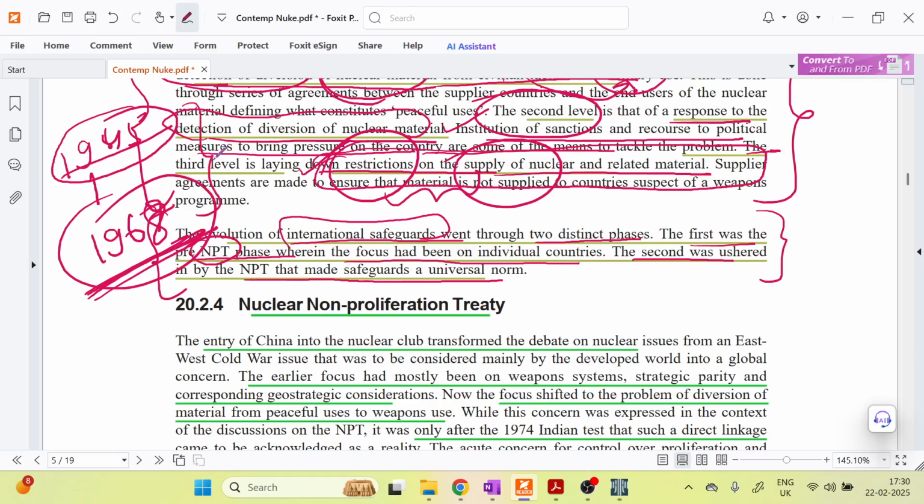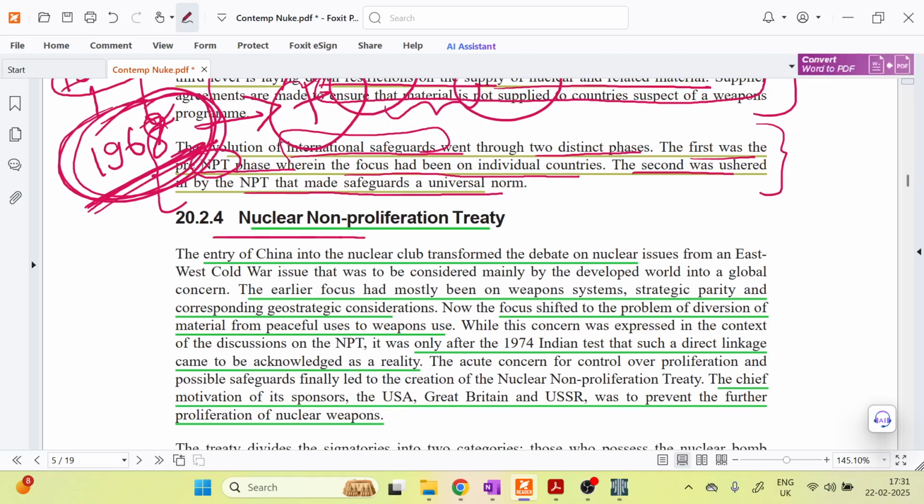In this phase, when a collective treaty was not there, each individual country and its application was screened and thoroughly looked at. All such demands were looked at on a case by case basis. But when the NPT came into force, such cases and such safeguards became universal. Now there was no need to look at the safeguard issue country by country, on an individual case by case basis. Now let's have a look at the Nuclear Non-Proliferation Treaty.